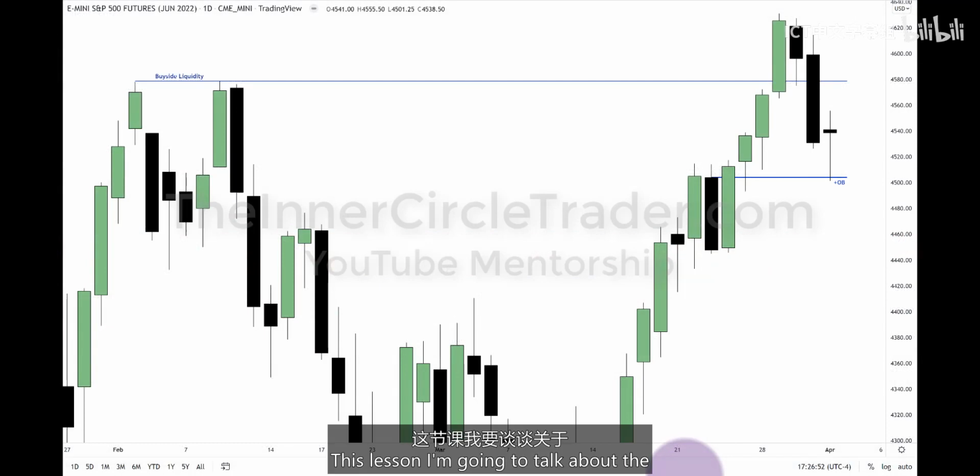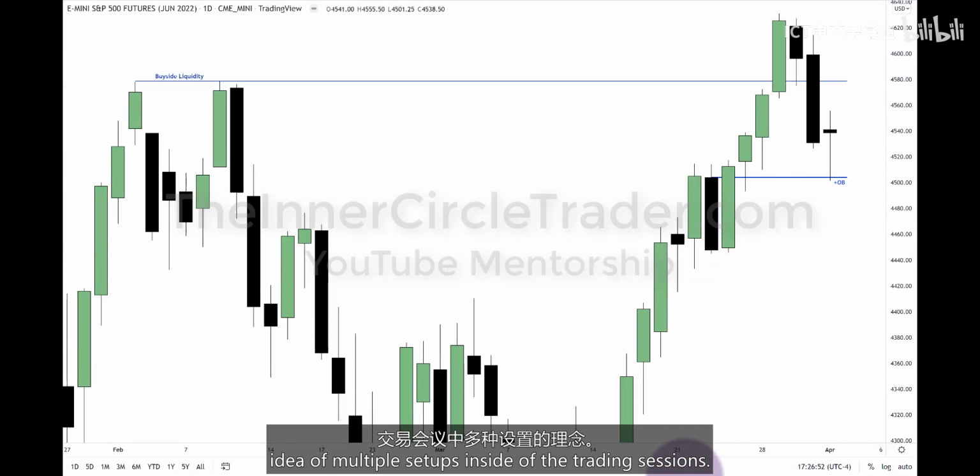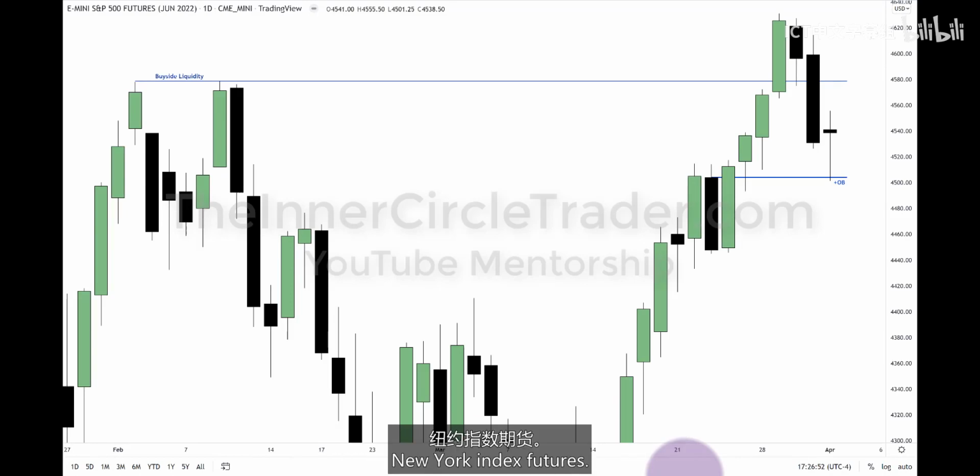This lesson, I'm going to talk about the idea of multiple setups inside of the trading sessions. So there's a morning session and there's a PM session when you're working with the New York index futures. If you look at the market in terms of a split day, the New York lunch hour between noon and 1 o'clock p.m. New York local time, 8:30 in the morning to noon, that's essentially like the morning session. There can be multiple setups inside of that.